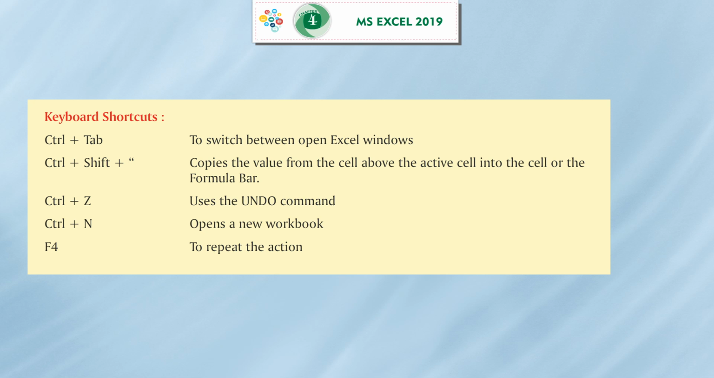Ctrl+Shift+double quotation marks copies the value from the cell above the active cell into the cell or the formula bar. Ctrl+Z uses the undo command. Ctrl+N opens a new workbook. F4 is to repeat the action.